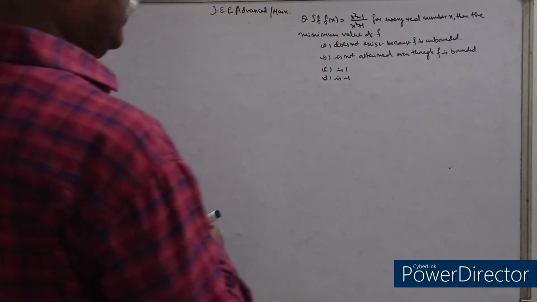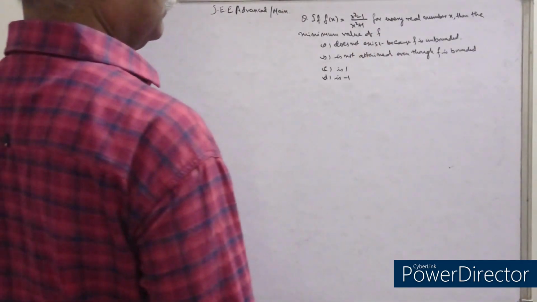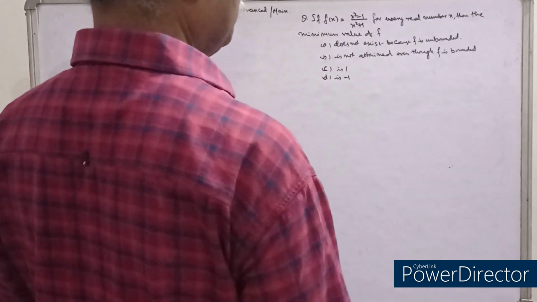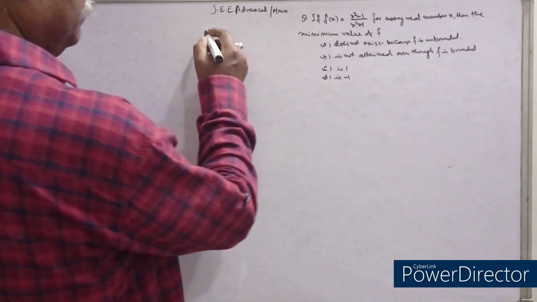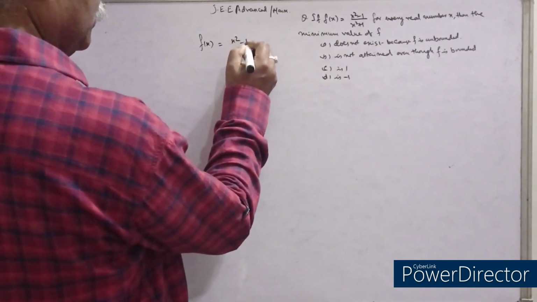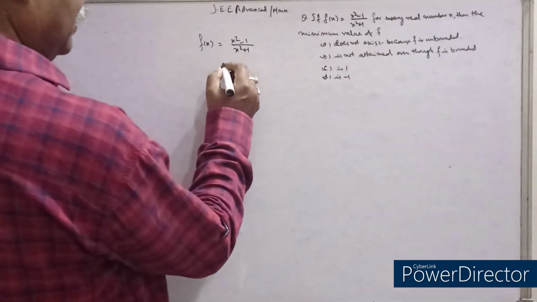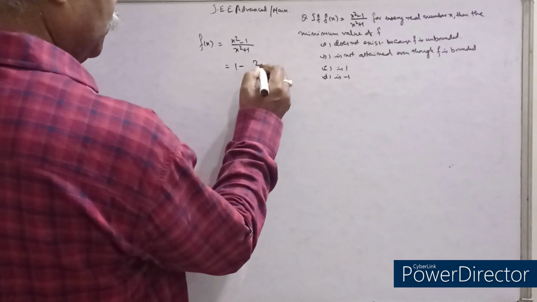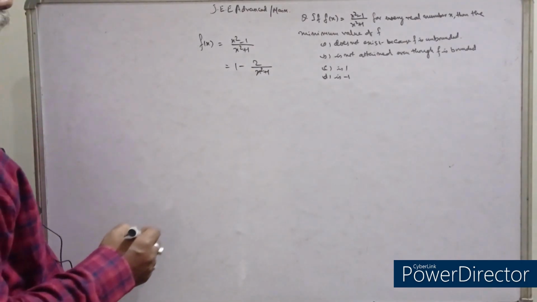Now my next question is: f(x) = (x² − 1)/(x² + 1) for every real number x, then find the minimum value of f. This is a very easy question. You see your f(x), this is (x² − 1)/(x² + 1). So this can be written as 1 − 2/(x² + 1).